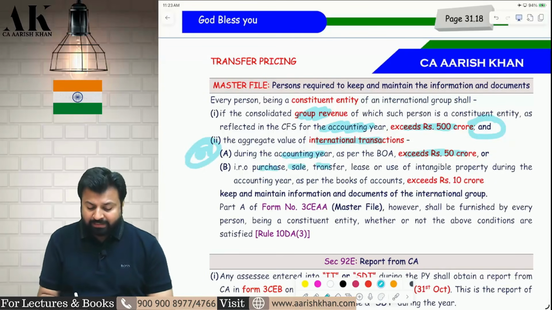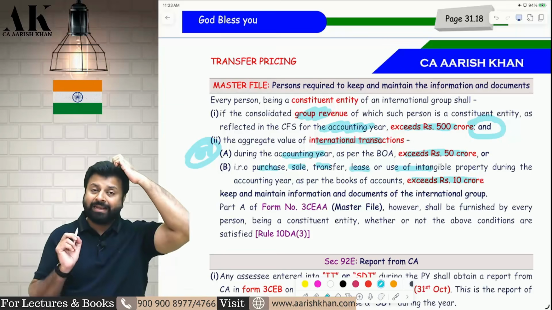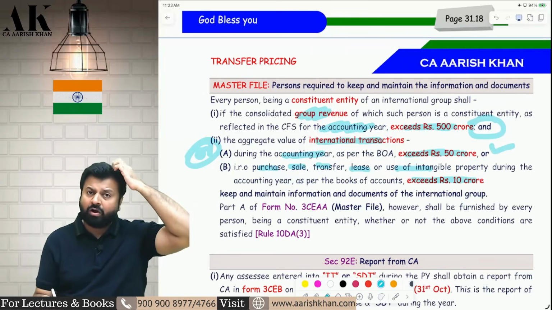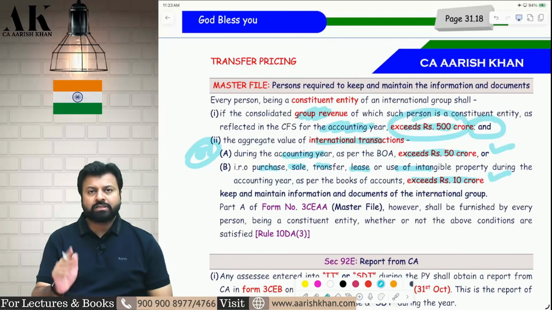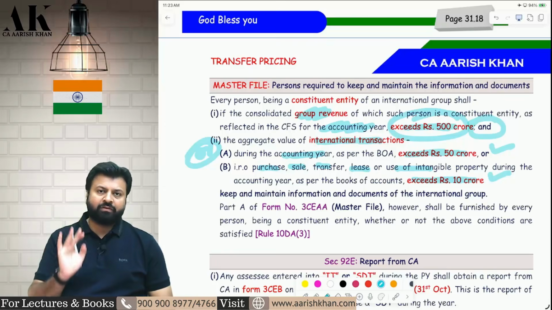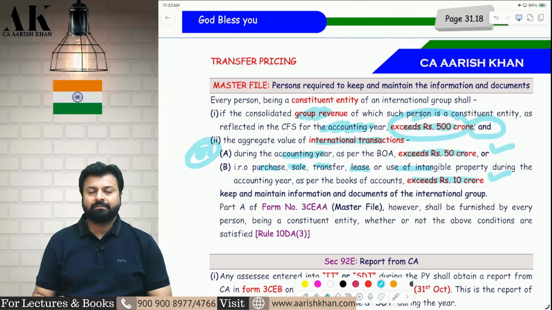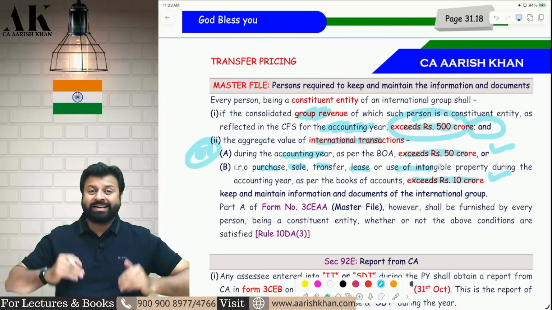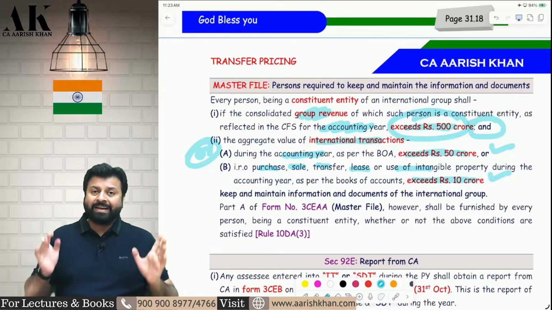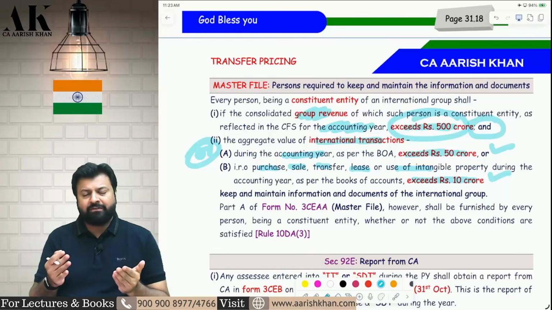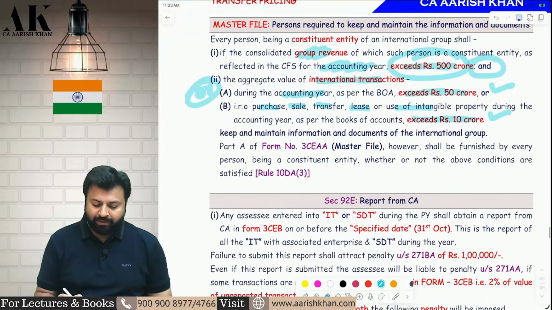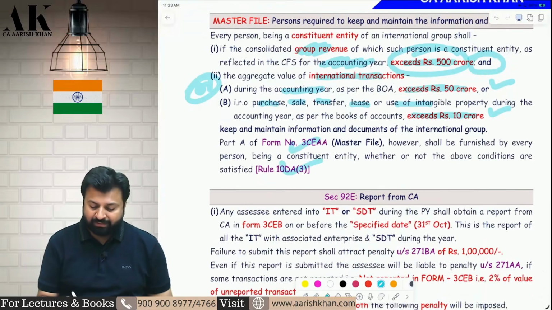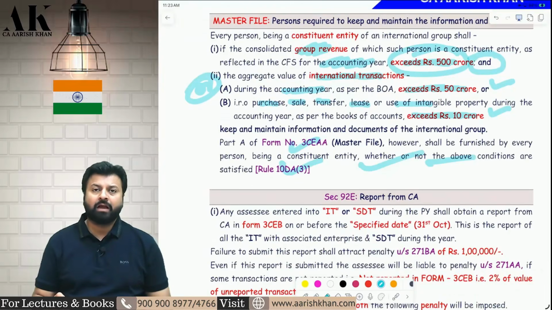Or an individual international transaction like purchase, sale, lease, transfer, etc. should exceed 10 crore. Either the aggregate international transactions should exceed 50 crore or an individual transaction should exceed 10 crore. Along with that, the turnover should exceed 500 crore. The turnover condition has to be fulfilled. There is no excuse in that. So the global turnover in the current year should exceed 500 crore, and the aggregate value of international transactions should either exceed 50 crore or the individual value of an international transaction should exceed 10 crore. Then you have to file part B of the master file. Part A everybody has to file. I hope it is clear to all of you.